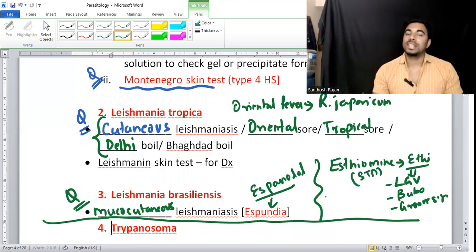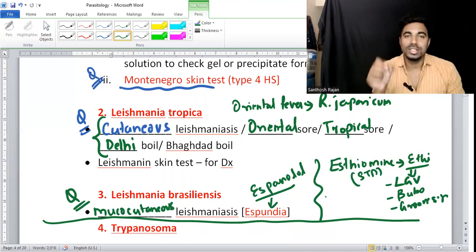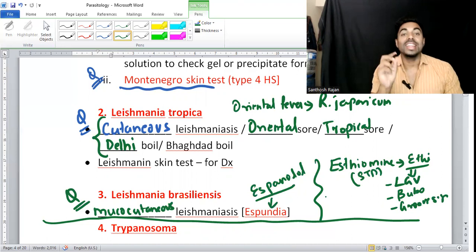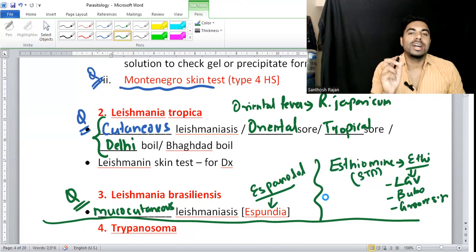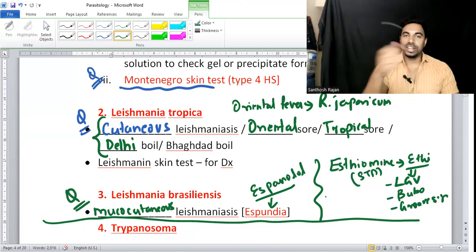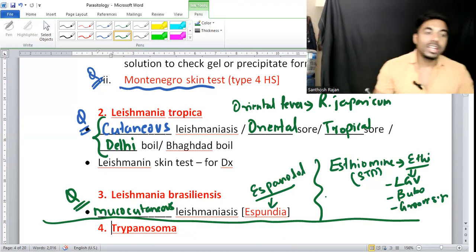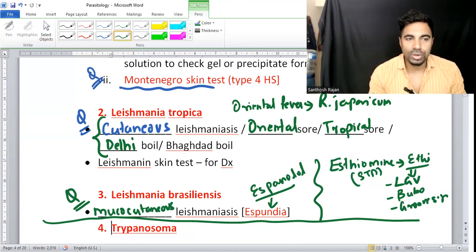Now, Espundia is basically mucocutaneous leishmaniasis caused by Leishmania brasiliensis. Remember that this will be asked. And Brazilian purpuric fever, you remember it? That is caused by Haemophilus. That's a different thing, it comes under Haemophilus. Here, Espundia is caused by Leishmania brasiliensis.